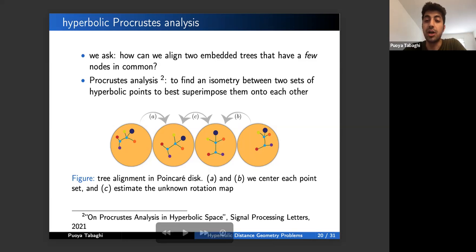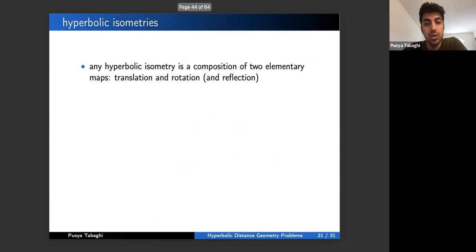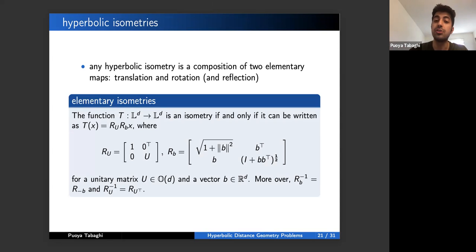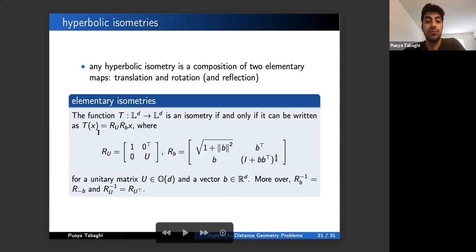And I'm going to talk about isometries in hyperbolic spaces, translation, rotation, and how we go about centering point sets in hyperbolic space. So our analysis is based on the fact that any hyperbolic isometry can be decomposed into two elementary maps: translation and rotation. And they are given as follows. If T is an isometry, it can be written as the product of two matrices.